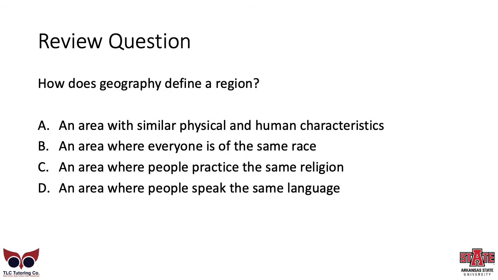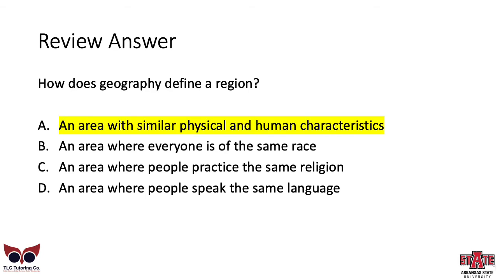Review question. How does geography define a region? A: An area with similar physical and human characteristics. B: An area where everyone is of the same race. C: An area where everyone practices the same religion. D: An area where people speak the same language. The correct answer is A.